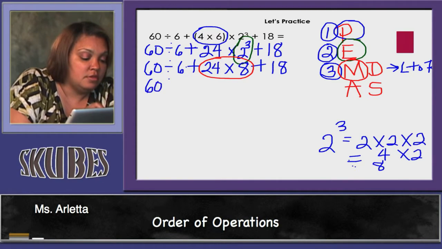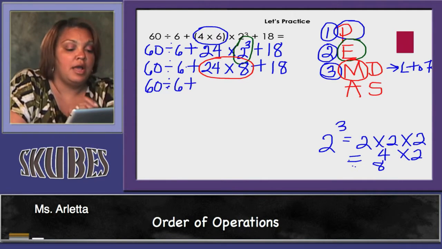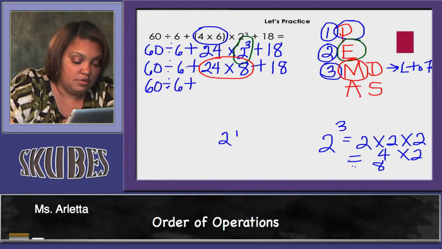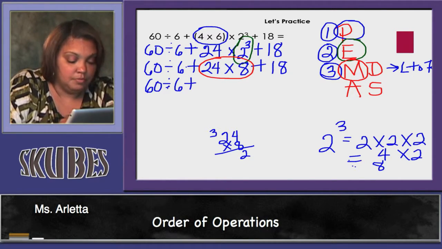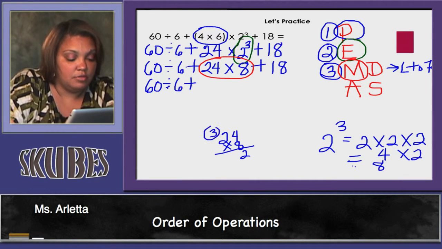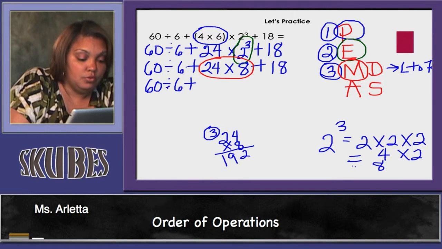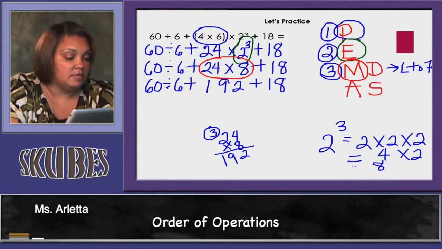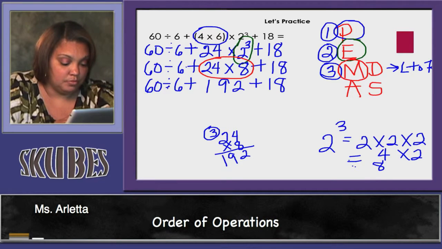I'm copying down a 60, a division symbol, a 6, a plus symbol. But now I got to multiply 24 times 8. 4 times 8 is 32. Carry my 3. 8 times 2 is 16. Plus that 3 makes 19. Now I have 192. Once again, I copy my plus symbol and my 18. What am I left with? A plus, and a division symbol.